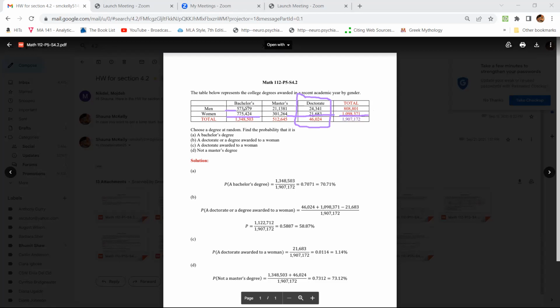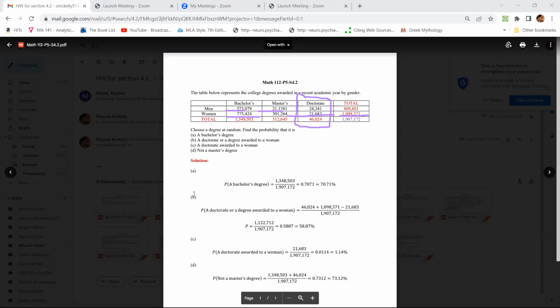right? Now, what happens is we have an overlap, don't we? So these are not mutually exclusive, are they? No. And that's what we want to be careful of, because here we're going to end up double counting these 21,683 women.